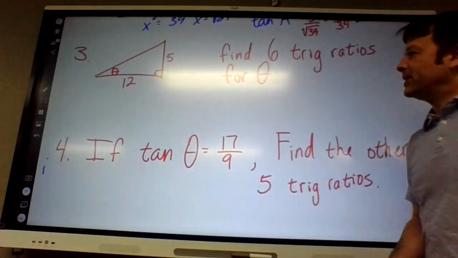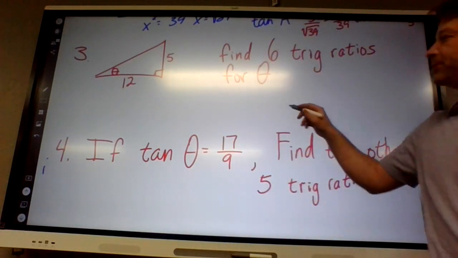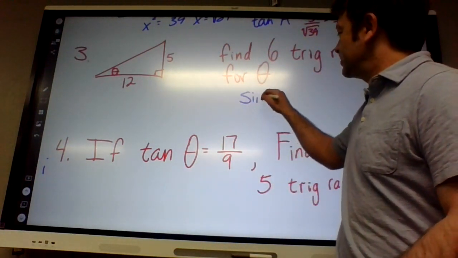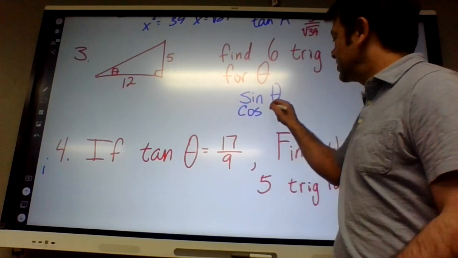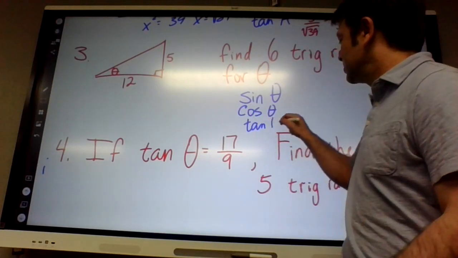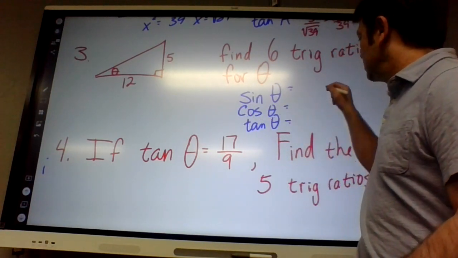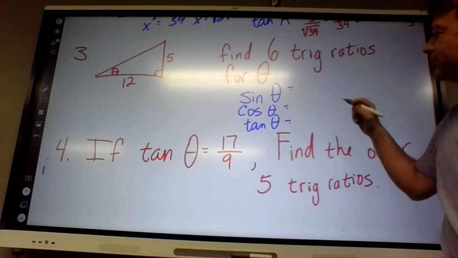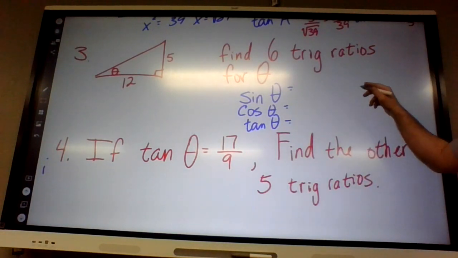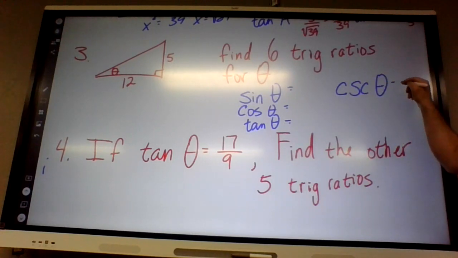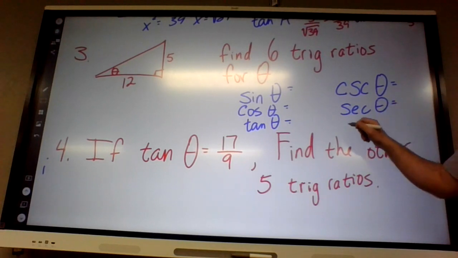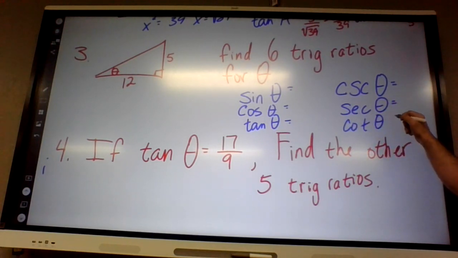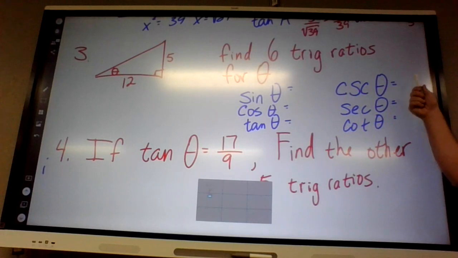Okay, anyways, so on this one, we just want the one angle, but it's all 6. So it's sine, cosine, tangent. And, okay, so what's the opposite of sine? Cosecant. What's the opposite of cosine? What's the opposite of tangent? So if you can get these 3, remember these are like easy.